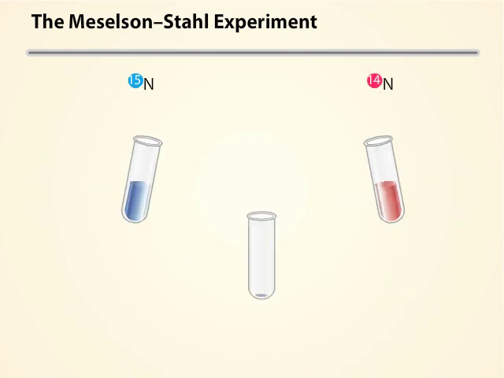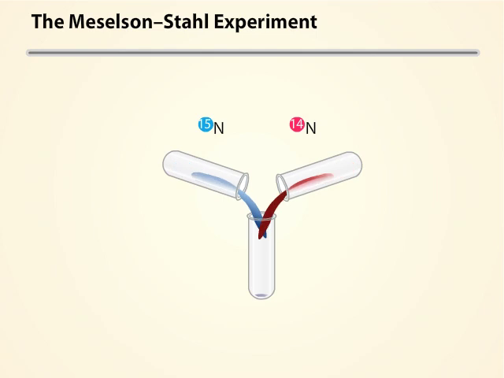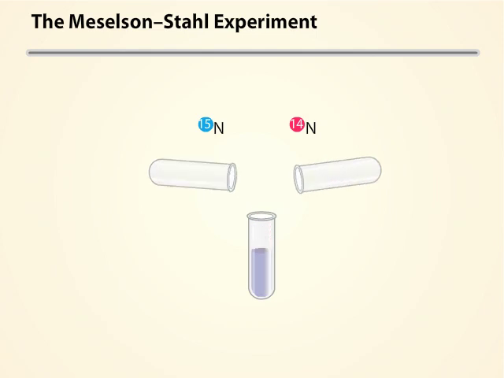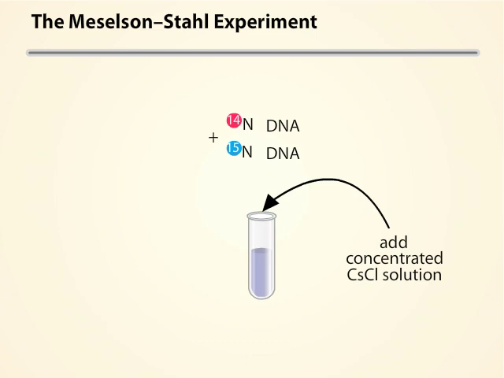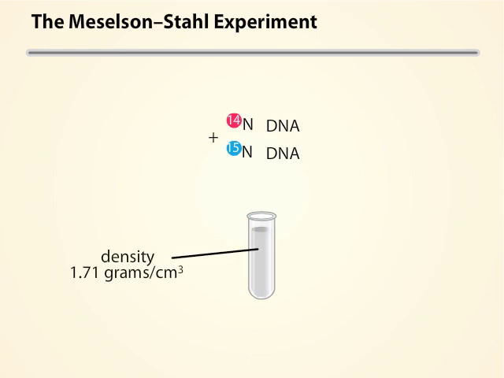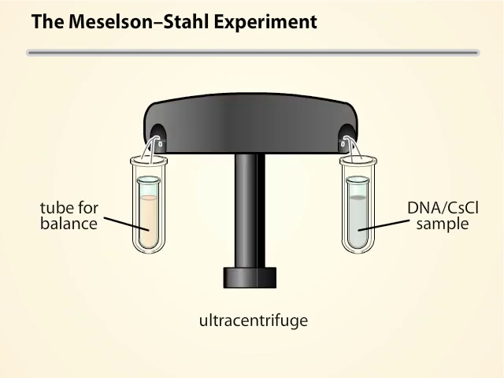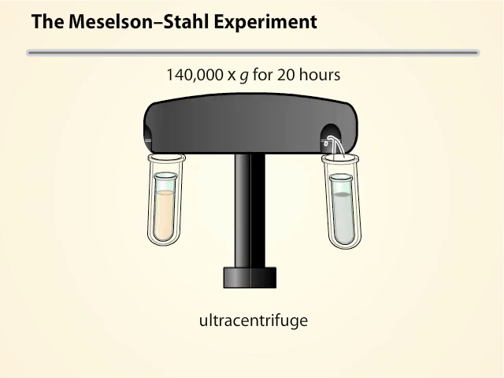Equal volumes of the DNA solutions were mixed together, and then this solution was mixed with a concentrated solution of the salt cesium chloride. The density of the cesium chloride was 1.71 grams per cubic centimeter, the same density as DNA. The tube was placed in an ultracentrifuge capable of high-speed centrifugation, 140,000 times the force of gravity, for 20 hours.